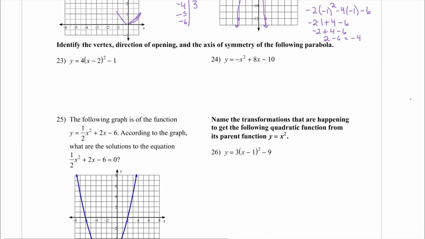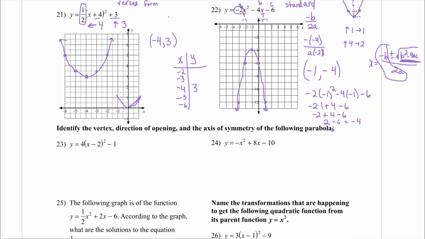Alright, 23 and 24, we want to identify the vertex, direction of opening, and the axis of symmetry of the following parabolas. So we want to use the fact that they're in vertex form or standard form to help us get the vertex. We want to look at what's in the front to decide the direction of opening. The axis of symmetry, what that's referring to here, is that if you look at a parabola, it is mirrored on either side of the vertex.